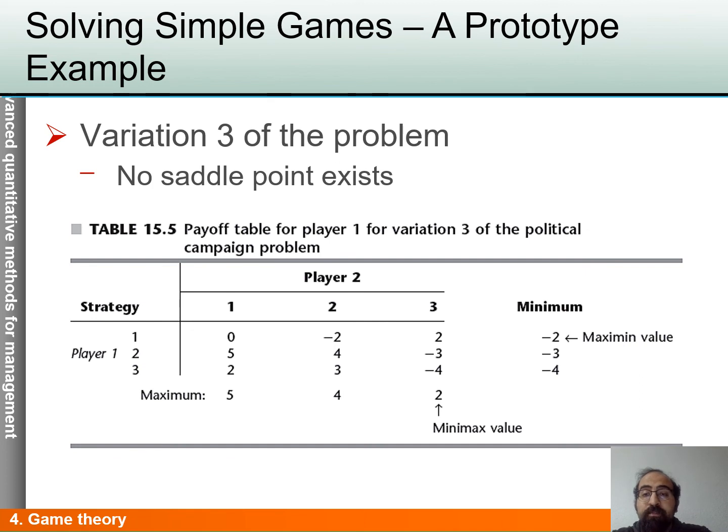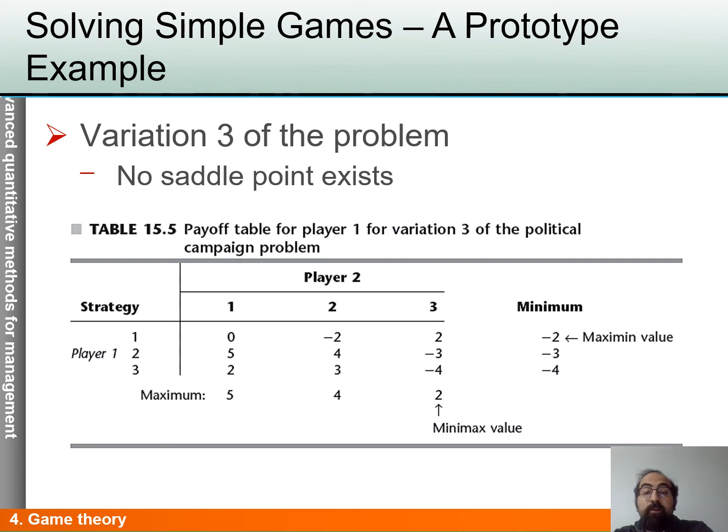For the maximum value, let's interpret what happens. This -2 means that player 1 loses 2 units while player 2 wins 2 units. So this result doesn't satisfy player 1. So player 1 wants to have another type of solution, so he or she changes his or her strategy.